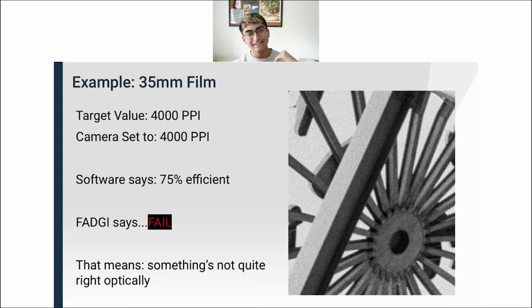Now, what if I get less than 90%? All right, if I get 75%, I'm going to fail. And that means that something is not quite right optically. It may be vibration, it might be misalignment, it might be any number of things. But it doesn't mean that everything is completely garbage. It just means I need to look at my system and figure out what is not quite right, right?